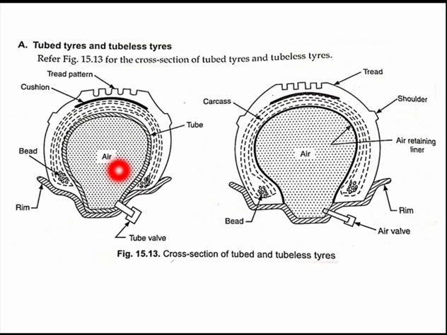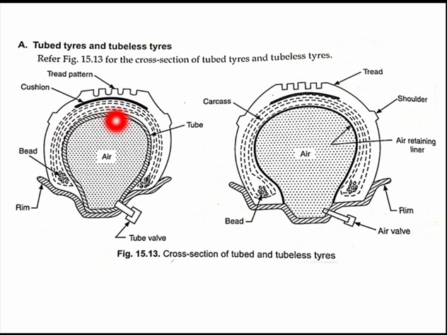Now here you can see another part, these are the thread patterns we can see from the outside. Thread patterns will be available, and inside there will be a small cushion provided, and also the beads, you can see the beads on both sides, and this will be the rim. These cross hatched lines represent the rim of the wheel, and this entire part will be the tire.